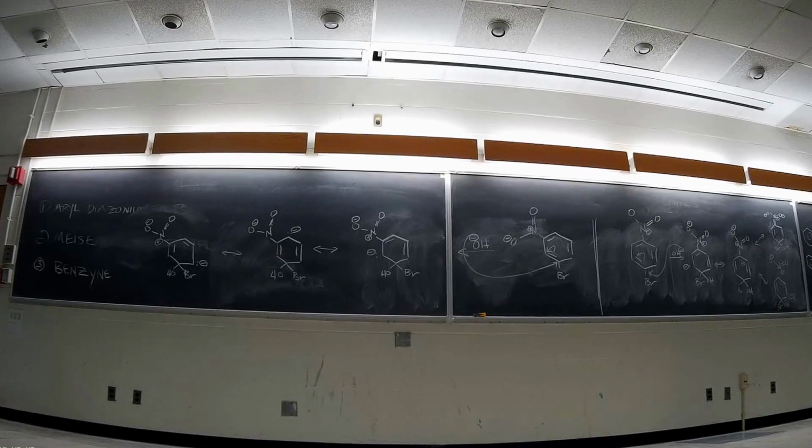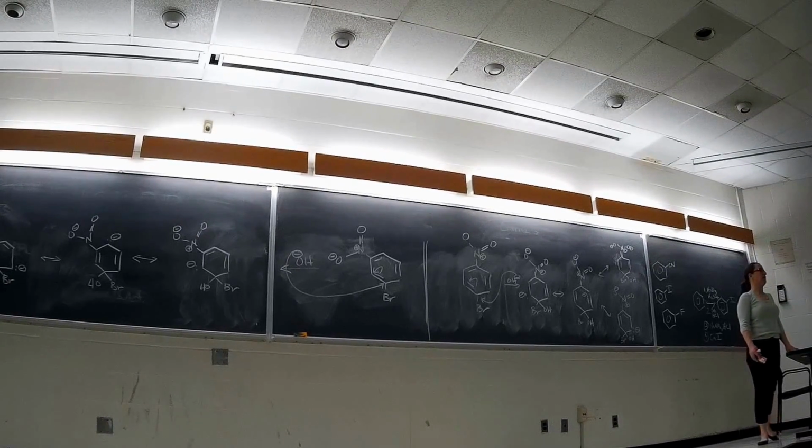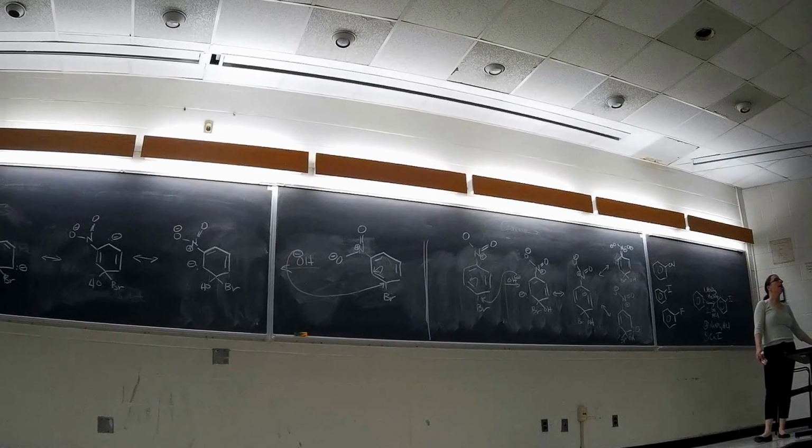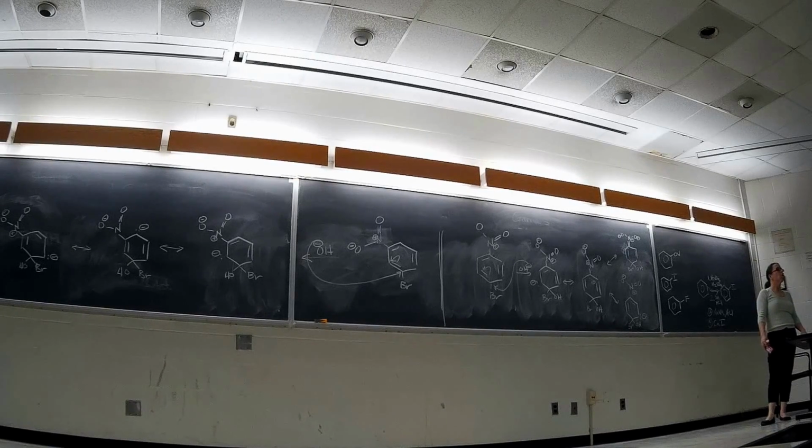Ortho. Because ortho and para go together, right? Ortho and para go together. The requirement to proceed through a Meisenheimer complex is an ortho or para nitro group. Certainly, the more the merrier, right?